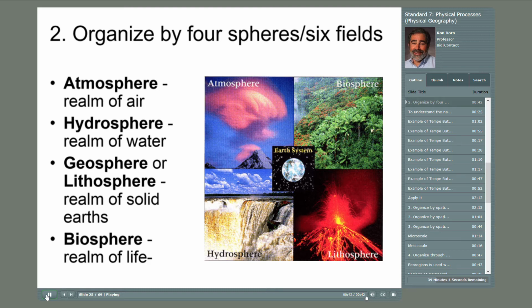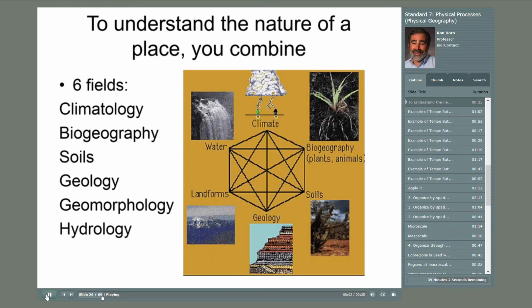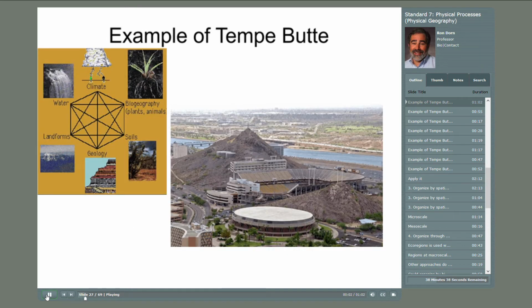They're not really isolated. Geographers tend to think about these 4 spheres spatially, where at any particular location there's the climate and weather impacting that place, the plants and animals, the soils, the geology, the landform shape, and the water. This is the way we tend to think about those 4 in geography and standard 7. The reason we organize it this way is that it's a good way to understand and analyze the nature of a place.